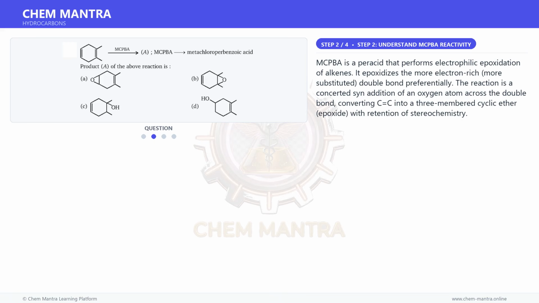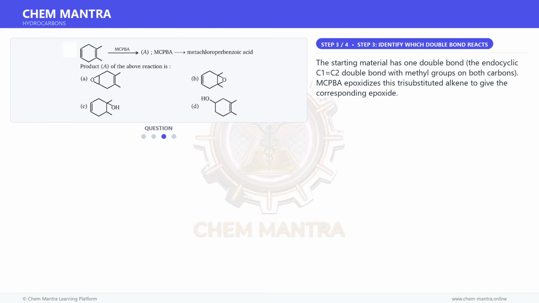MCPBA is a peracid that performs electrophilic epoxidation of alkenes. It epoxidizes the more electron-rich, more substituted double bond preferentially. The reaction is a concerted syn addition of an oxygen atom across the double bond, converting C=C into a 3-membered cyclic ether, an epoxide, with retention of stereochemistry. Moving on to the next step.